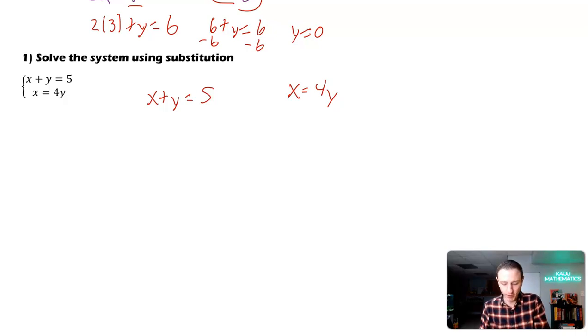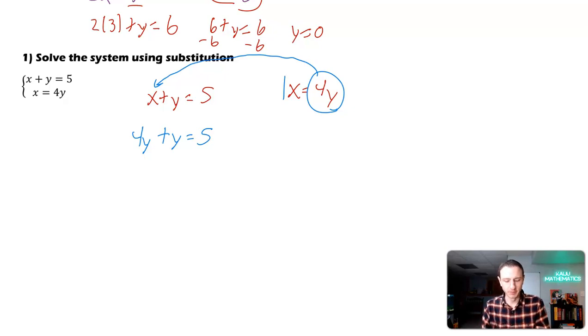So there I have one x on one side of the equal sign, and then I have 4y on the other. That means I can substitute out the x in this equation for what x is equal to. I'm going to take 4y and substitute it into the equation over here. So x equals 4y, so I'm replacing x with 4y. So 4y plus y equal to 5. Then from here, I'm going to solve for y. I'm going to combine like terms. So 4y plus 1y is 5y equal to 5. Then I'm going to divide by 5. So I get y is equal to 1.